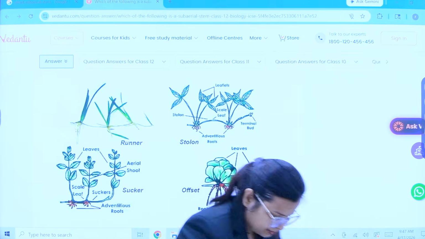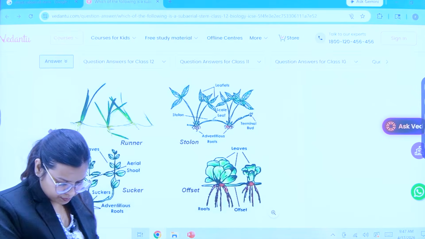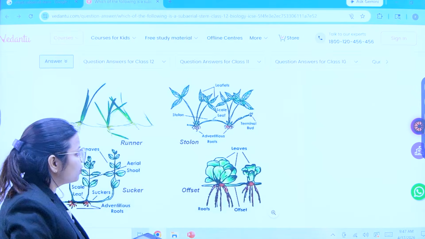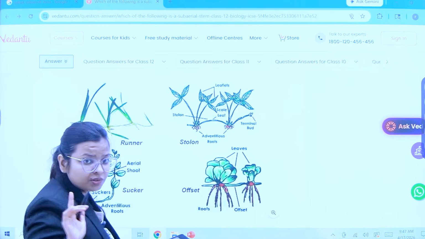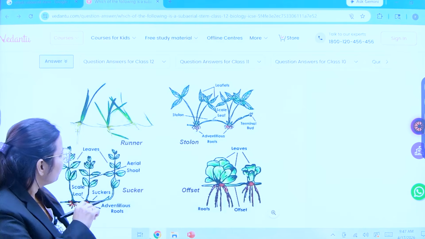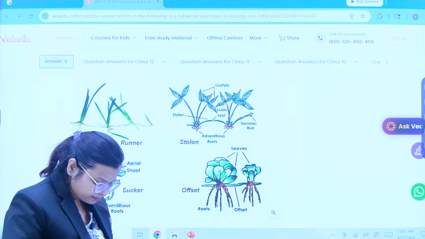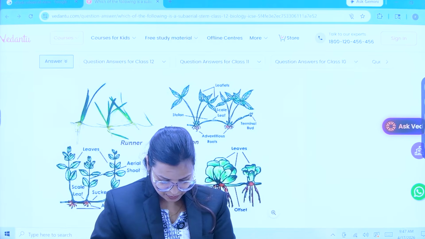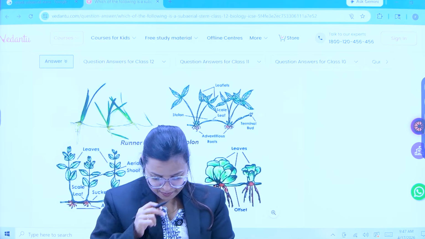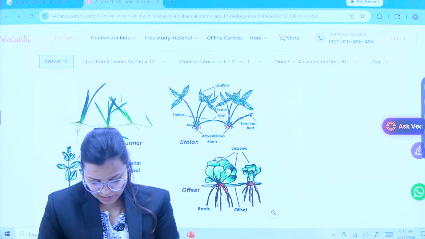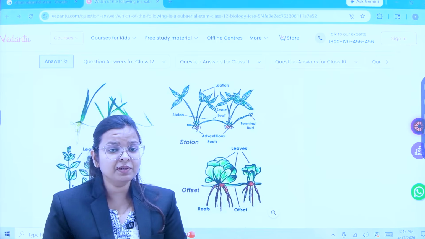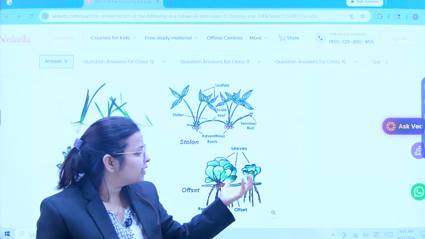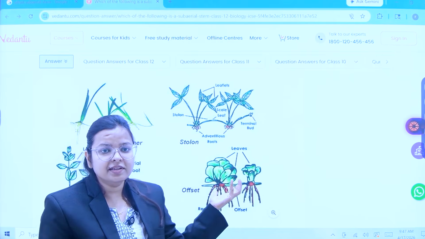Okay, now got it? Sucker is under the ground. I will tell you about sucker also. Please tell me about runner, stolon and offset. Ma'am, you said that you will bring a flower and show. Okay, tomorrow I will bring. Let me proceed further. We are just sticking to subaerial stem.